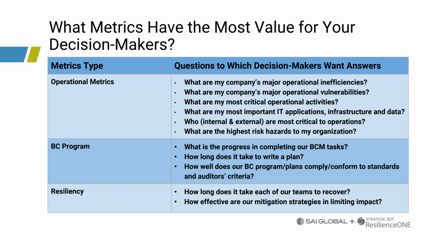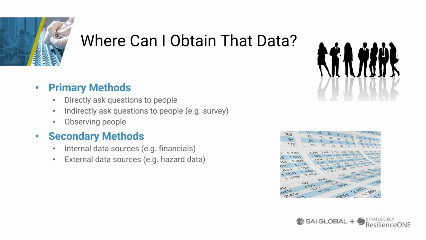On the next slide, we're going to go over where we can obtain that data. So this is pretty typical for pretty much any type of research. So you have your primary methods and you have your secondary methods. So the primary methods are asking people or getting that data from people. So the direct ask is obviously the optimal way to do that.